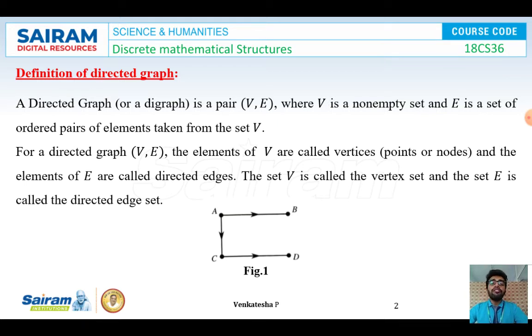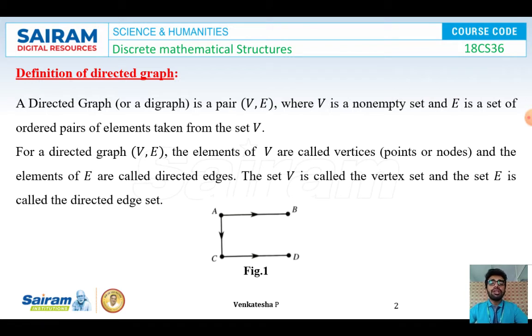The set V is in turn called the vertex set and the set E is called the directed edge set. To define the vertex set and directed edge set, I'll be taking a graph having 4 vertices as shown here. We can see this graph consisting of 4 vertices A, B, C, D. Grouping these vertices A, B, C, D in a parenthesis is called a vertex set, and it is denoted by the notation capital V.